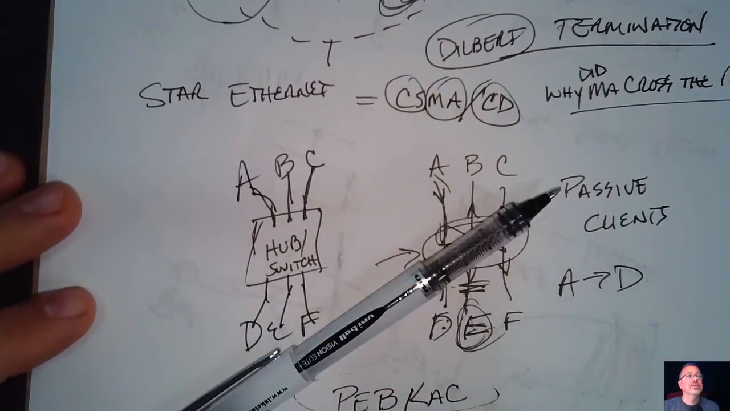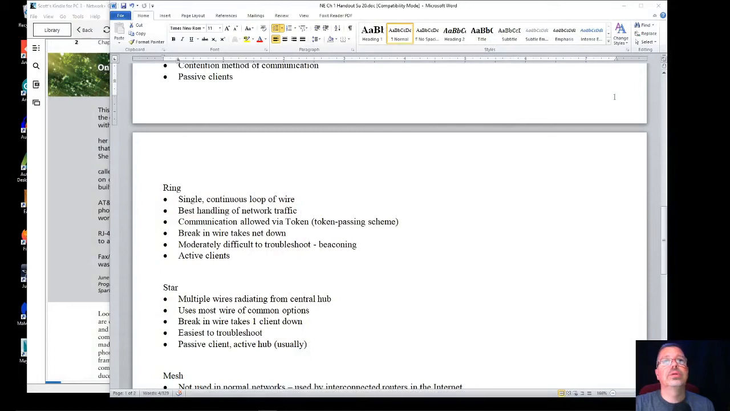All right, let's go to the notes. Multiple wires radiating from a central hub or switch. A hub there, not as in a device, but as in a spoke and hub type thing.